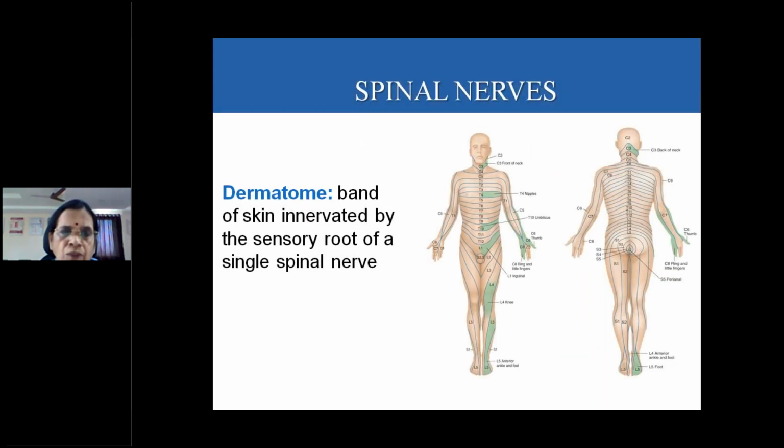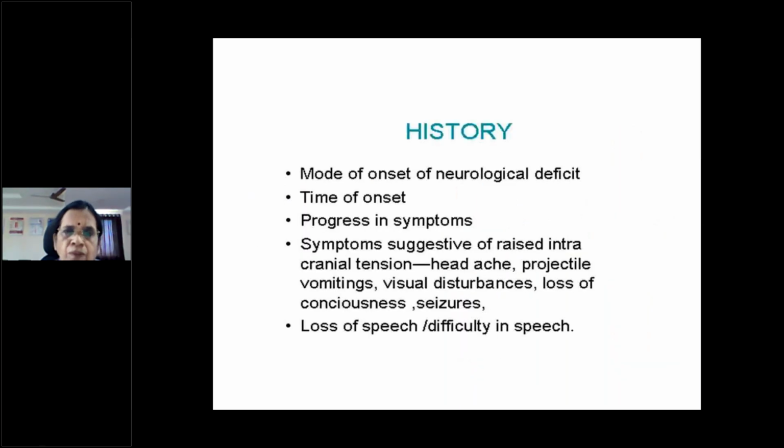So the dermatomal distribution is also very important when you are testing sensations: touch, pain, temperature, whatever. You examine the corresponding segments, the dermatomes, and say which is at fault. That is the sensory root of a single spinal nerve. So now we'll go to the examination proper.